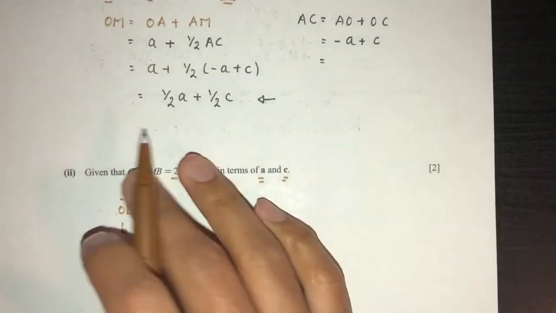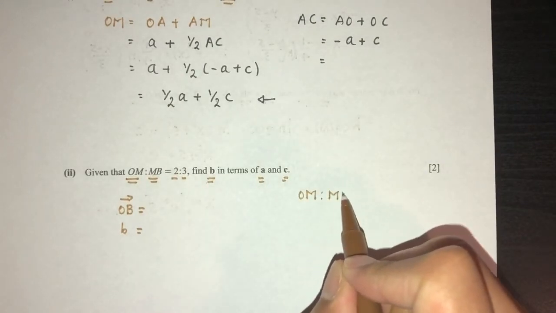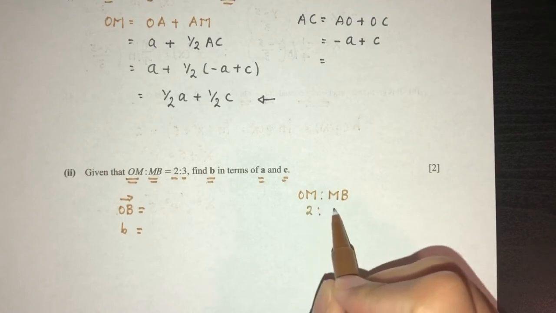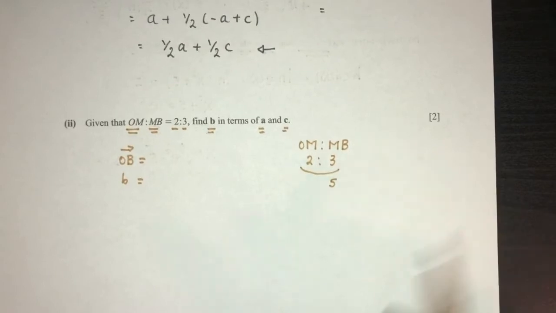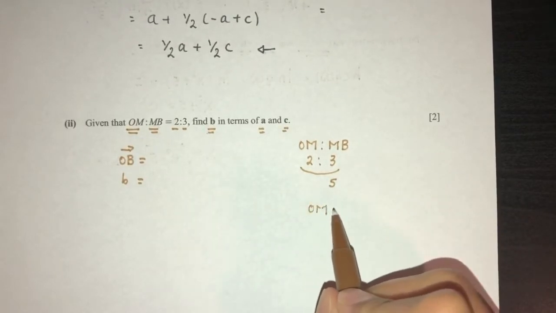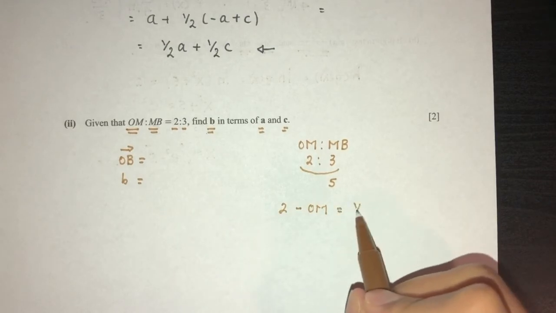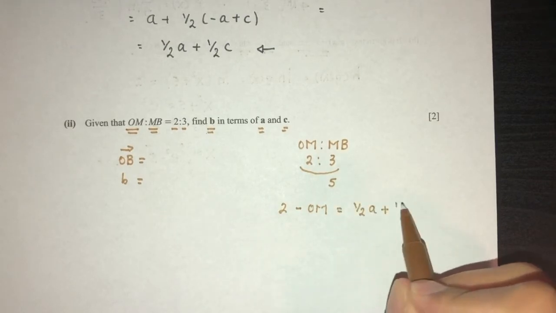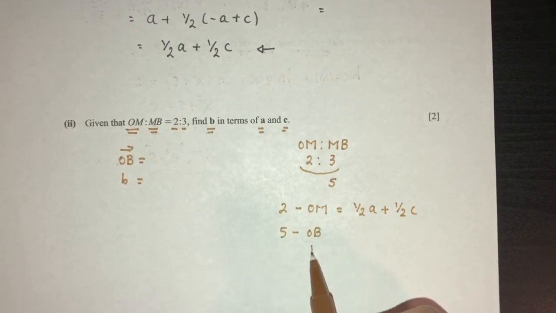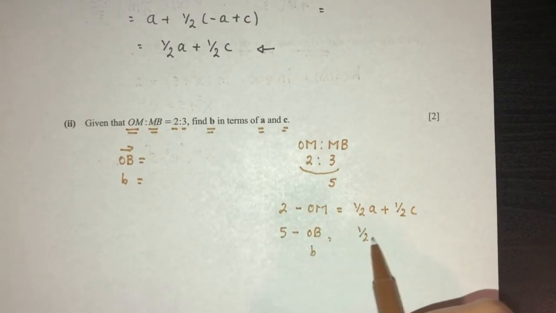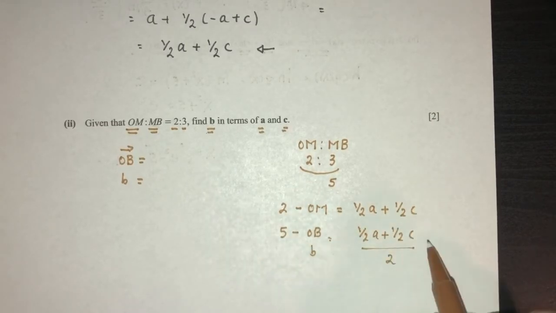So we have an equation here. OM to MB is 2:3, but the whole OB will be 5. So you have to know OM. So 2 is equal to OM, which is equal to half A plus half C. So what is 5? 5 is OB, right? Which is B. That will be this, divided by 2 times 5.